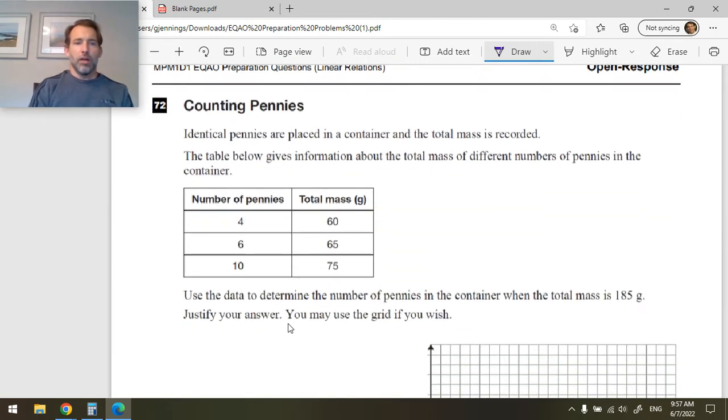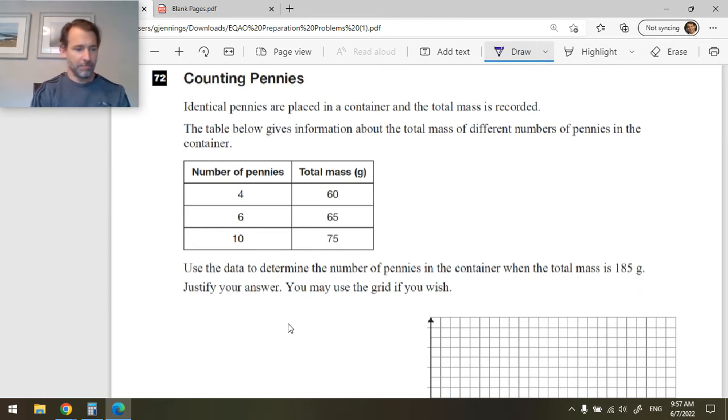Great. Counting pennies. Number of pennies 4, total mass 60. Identical pennies are placed in a container and the total mass is recorded. The table below gives information about the total mass for different numbers of pennies in the container. Using the data, determine the number of pennies in the container when the total mass is 183. Justify your answer, and you may use a grid if you wish. All right, so you can use a grid.